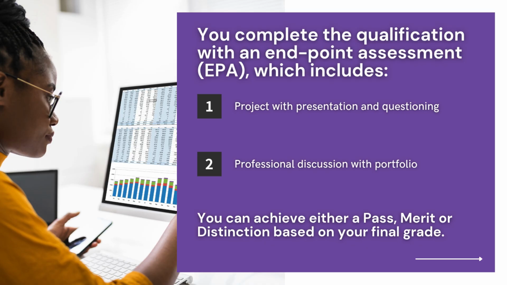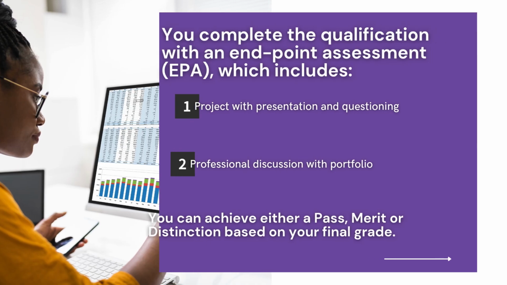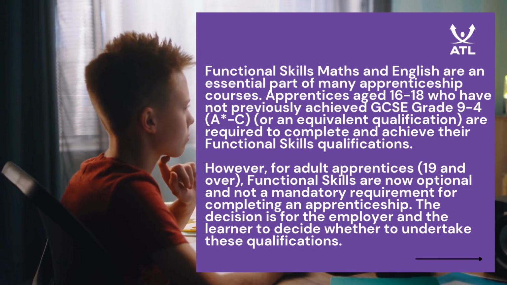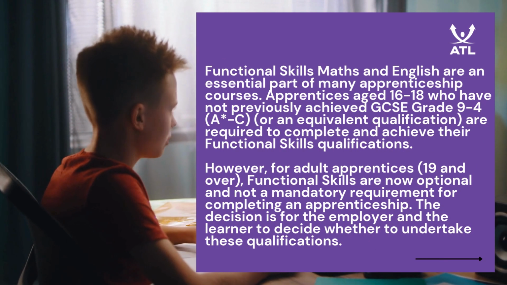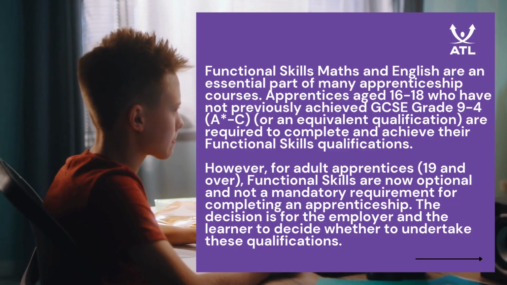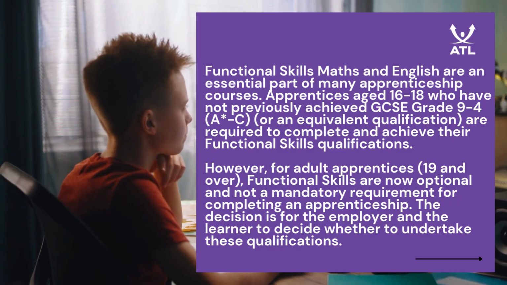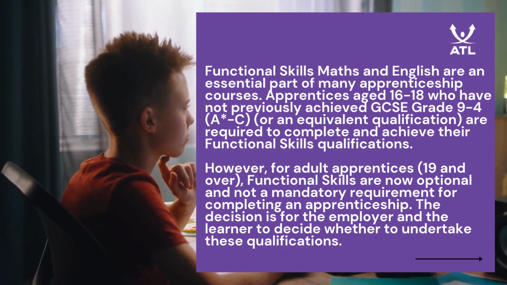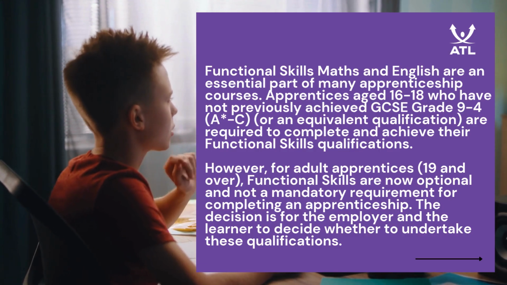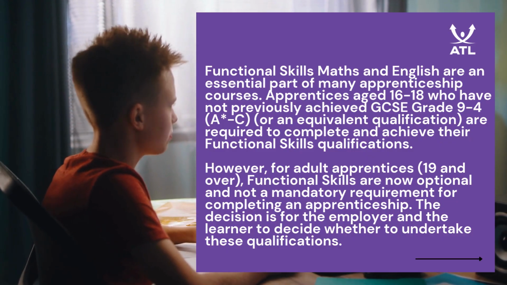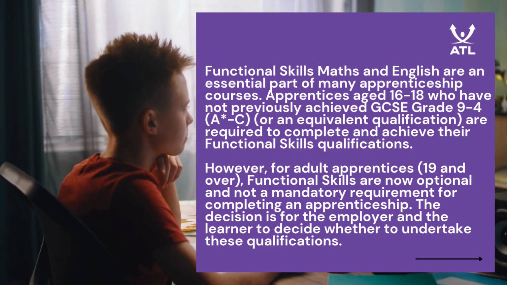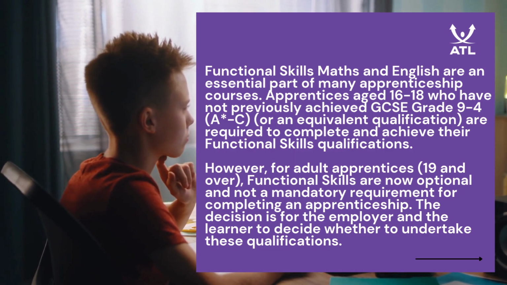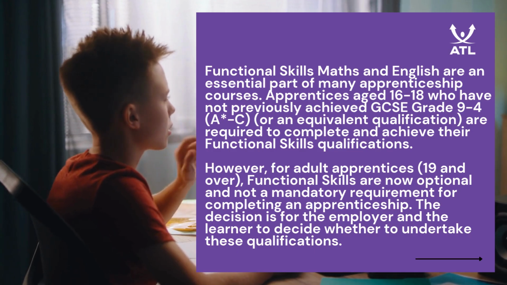Functional skills. Maths and English are an essential part of many apprenticeship courses. Apprentices aged 16 to 18 who have not previously achieved GCSE grade 9 to 4 or an A* to C, or an equivalent qualification, are required to complete and achieve their functional skills qualifications. However, for adult apprentices, 19 and over, functional skills are now optional and not a mandatory requirement for completing an apprenticeship. The decision is for the employer and the learner to decide whether to undertake these qualifications.